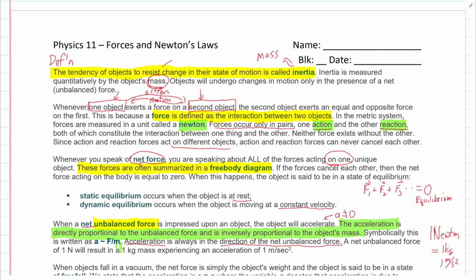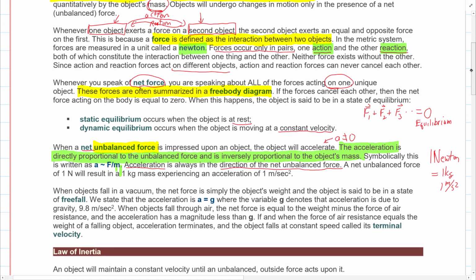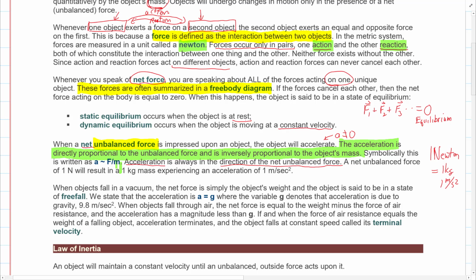Okay, there we go. Let's scroll down a tiny bit. Now, when an object falls in a vacuum, the net force is simply the object's weight, and the object is said to be in a state of free fall. So this is what a free fall is. Free fall is something like a box that you dropped out of an airplane, and it's falling due to gravity. The force is gravity pulling it down. And there's no air friction, it's in a vacuum here.